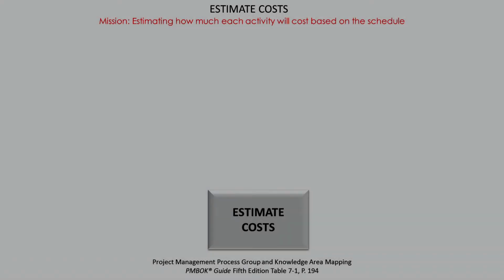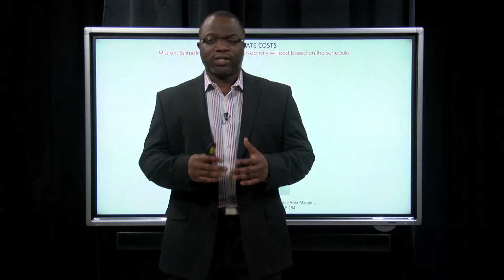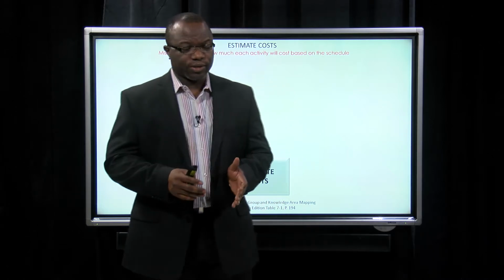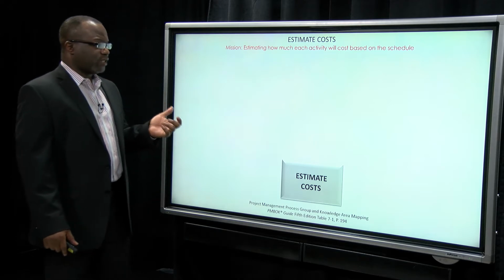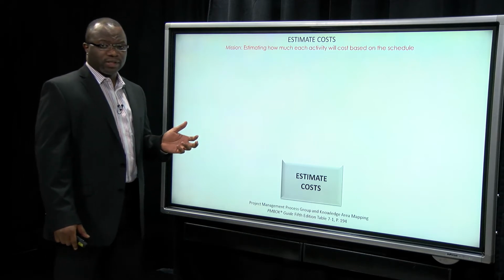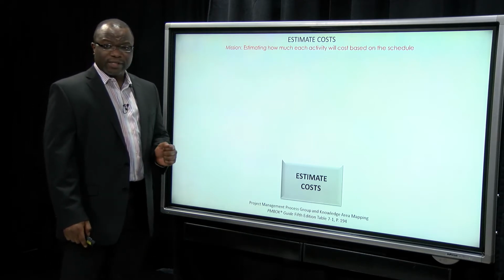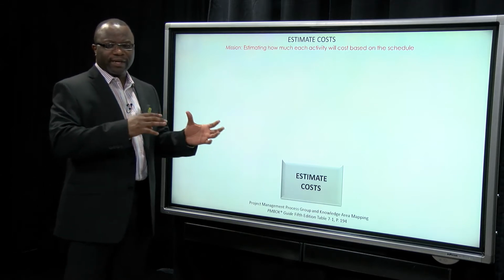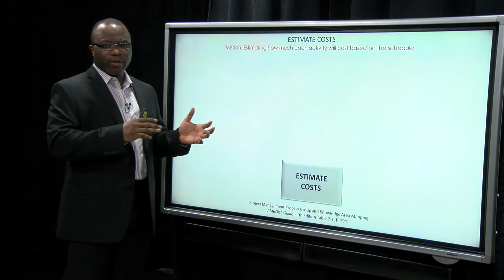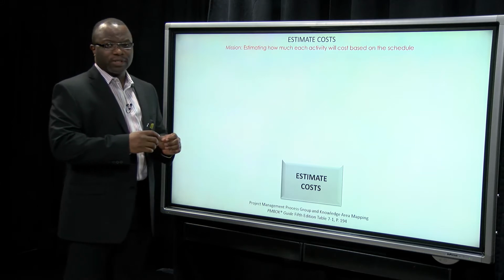Estimate cost. The main goal of the estimate cost process is to estimate how much each activity will cost. As you can see, our mission is estimating how much each activity will cost based on the schedule. So in order to carry this out, you need your project schedule. But remember, there's a lot of give and take. There's a lot of push and pull when it comes to these processes.